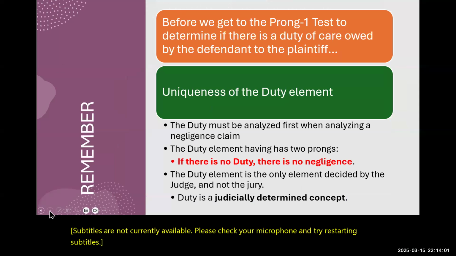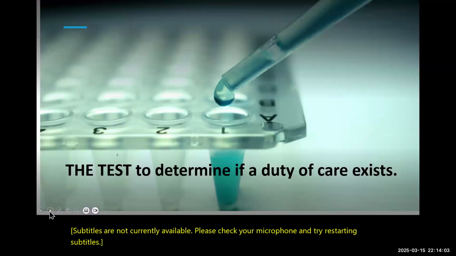Okay. Here's the test. Ready? Got your pipette going? Got your test tubes ready? Everything's labeled and numbered and ready to go.